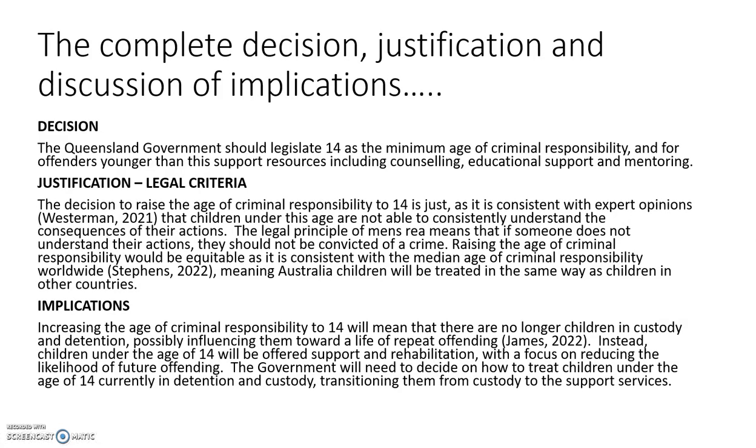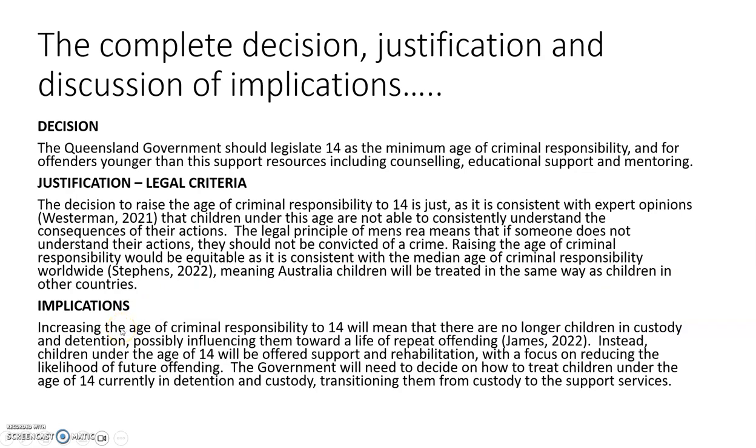When we put this all together, let's think what we've got. I've got our decision: Queensland should legislate 14 as the minimum age of criminal responsibility. Then I've got justified using legal criteria. The decision to raise the age to 14 is just as it's consistent with expert opinions around young people not being able to consistently understand actions, which links to mens rea. It says that you shouldn't be convicted of a crime unless you have that insight. I've then said it would be equitable as consistent with the median age of criminal responsibility worldwide, meaning Australian children will be treated in the same way, equitable, as children in other countries.